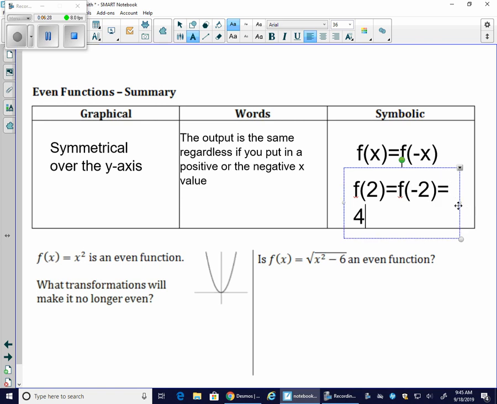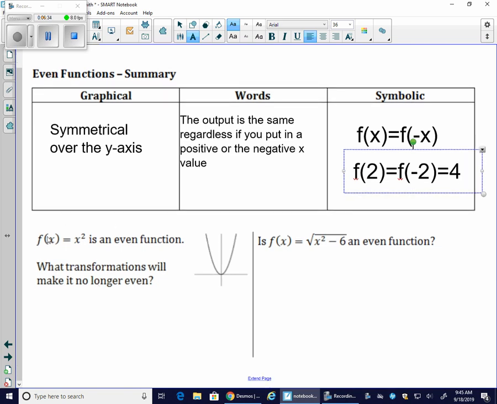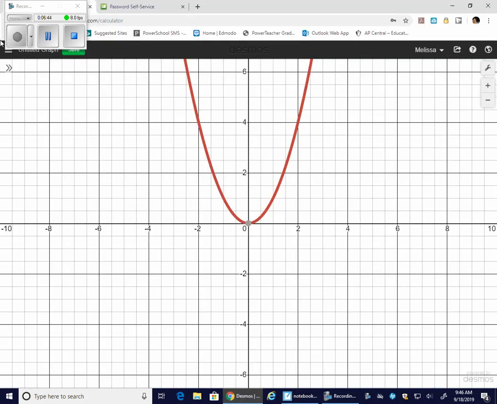That is what makes something an even function. So like we just said, f of x equals x squared is an even function. But what transformation will make it no longer even? So I want us to think about this. I'm going to go back to Desmos here.